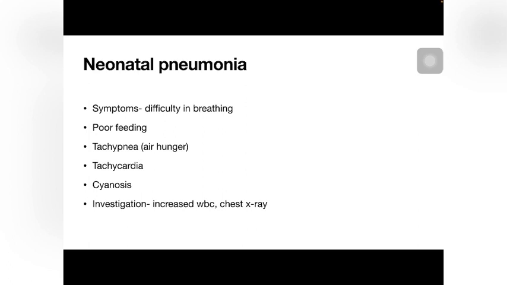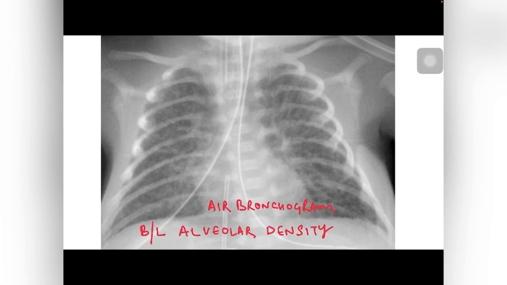The symptoms of neonatal pneumonia are difficulty in breathing, poor feeding, tachypnea or air hunger, tachycardia, cyanosis. Investigations include increased WBC count, and on chest X-ray you will see air bronchogram. In this X-ray we can see bilateral alveolar densities.